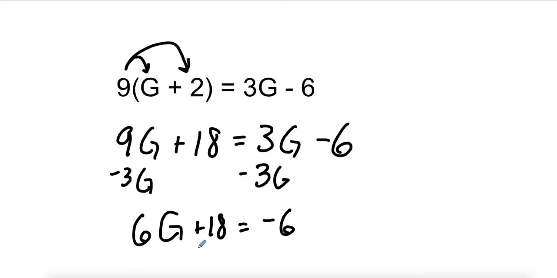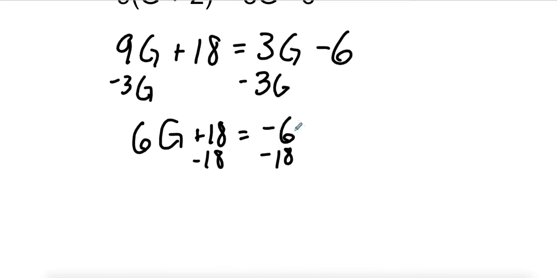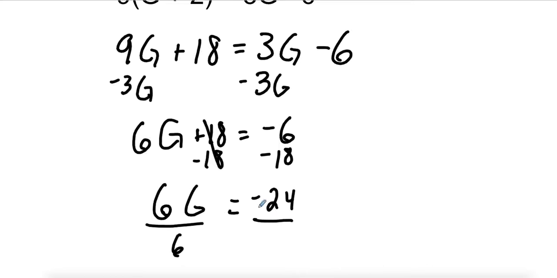And next I'm going to get rid of this 18 by subtracting by it, because I don't want to add 6 here because I want to keep some constants on this side. So minus 18. Minus 18. And now that I'm subtracting a negative by another negative, what's going to happen is I'm going to get an even bigger negative. So I'm going to have minus 24, 6g, and lastly, I'll just divide. Divide by 6, divide negative 24 by 6. I'm going to get that g is equal to negative 4.